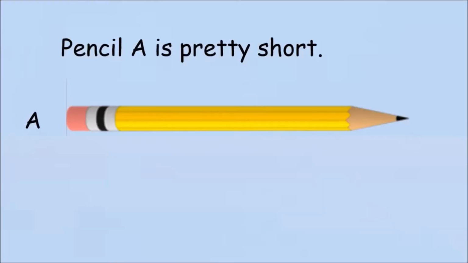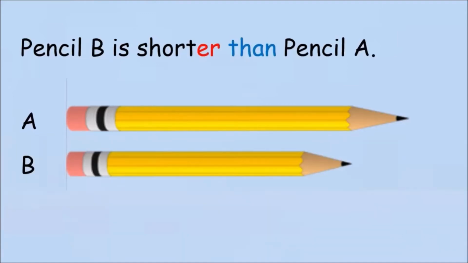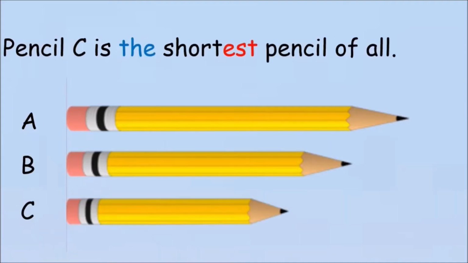Many adjectives have an opposite adjective. In the case of tall, the opposite is short. Here are some sample sentences. Pencil A is pretty short. Pencil B is shorter than Pencil A. Pencil C is the shortest pencil of all.